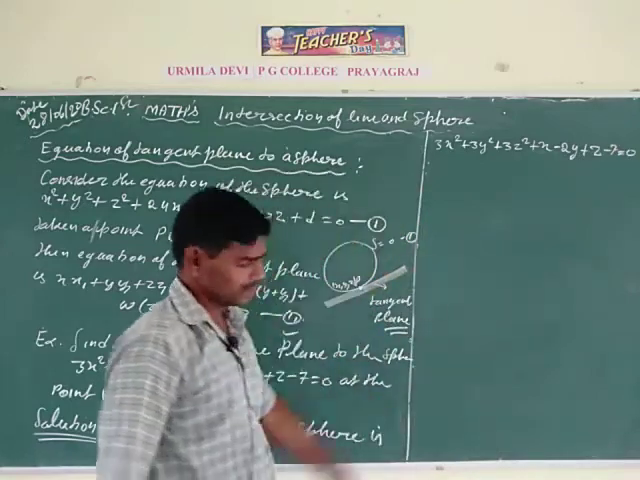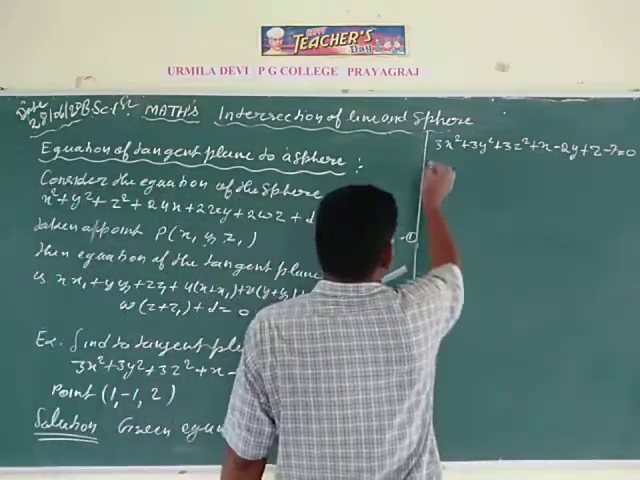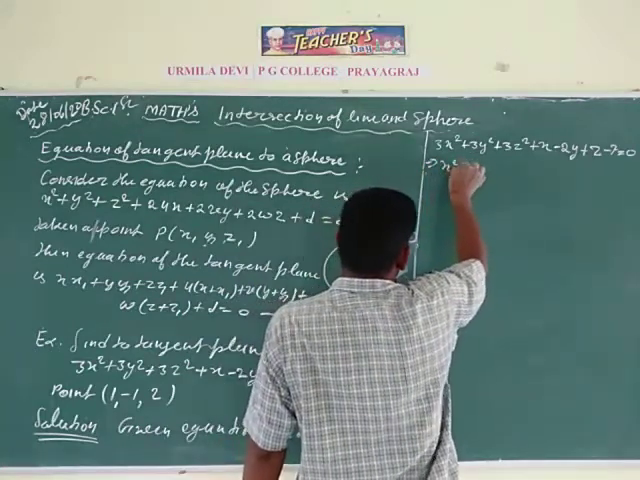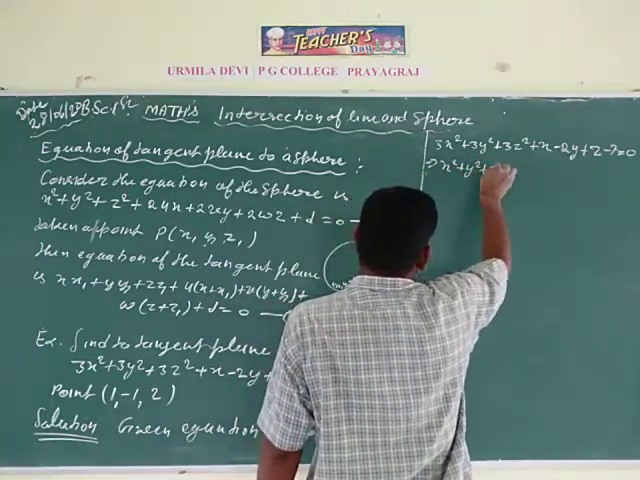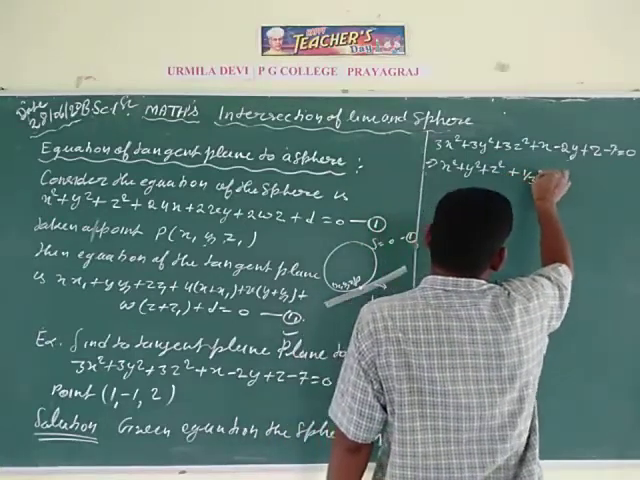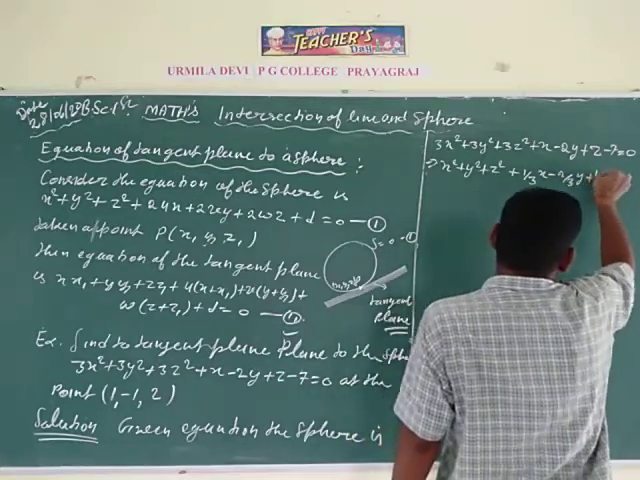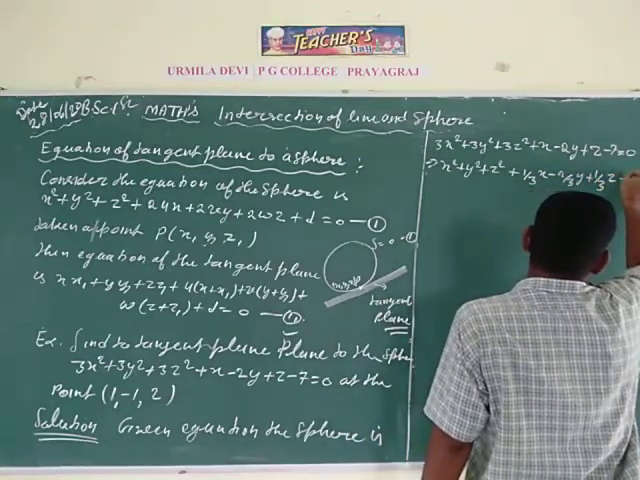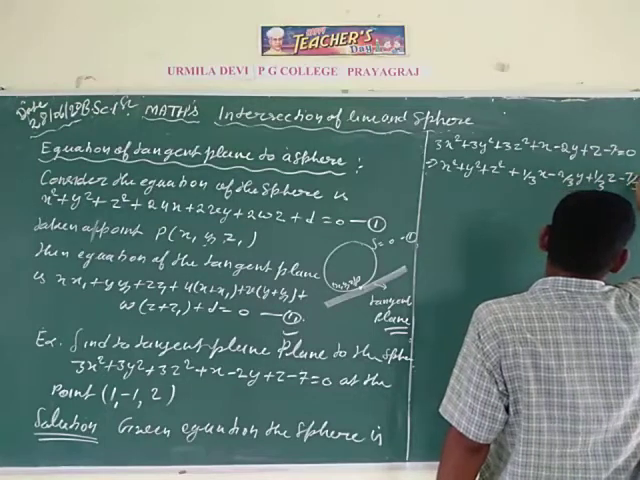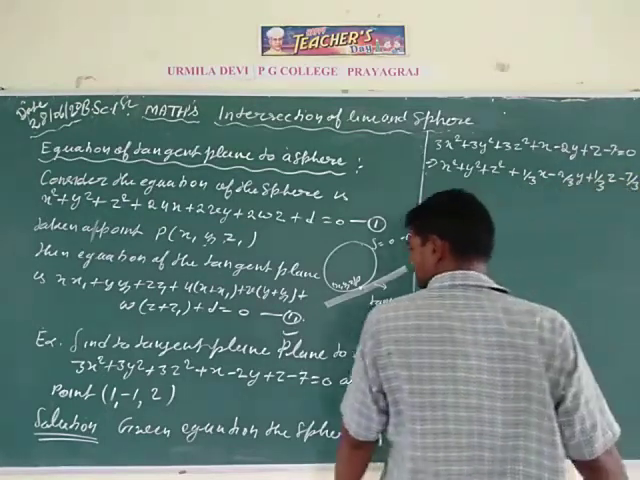First, transfer to the general form of the sphere, meaning 3 taken in common. So here the general form is x square plus y square plus z square plus 1 by 3 x minus 2 by 3 y plus 1 by 3 z minus 7 by 3 is equal to 0, represented by the first equation.